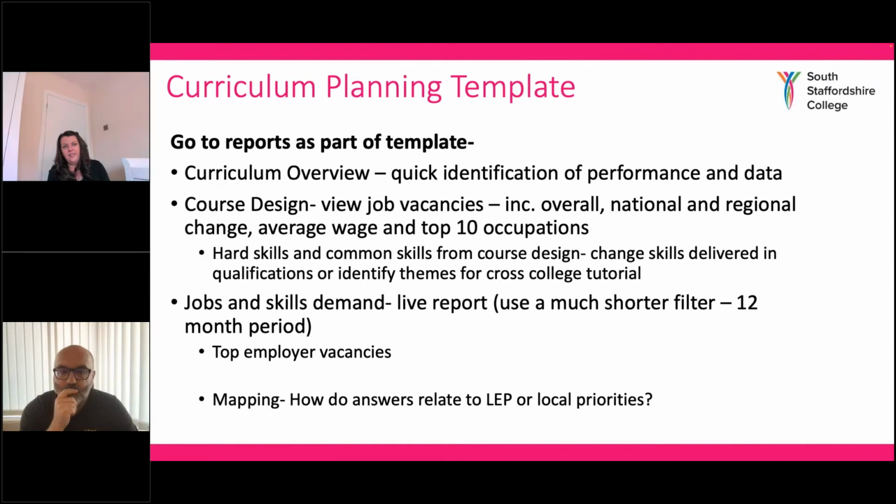On top of that, and I'll explain a little bit more about it later on, we look at the hard and common skills, and that's what we use to design our curriculum. And then the third thing that we use quite intensely is the jobs and skills demand. This is looking at a live report, so we often reduce the filter and the time frame when we look at job skills and demand, because we want to see what's happening here and now.